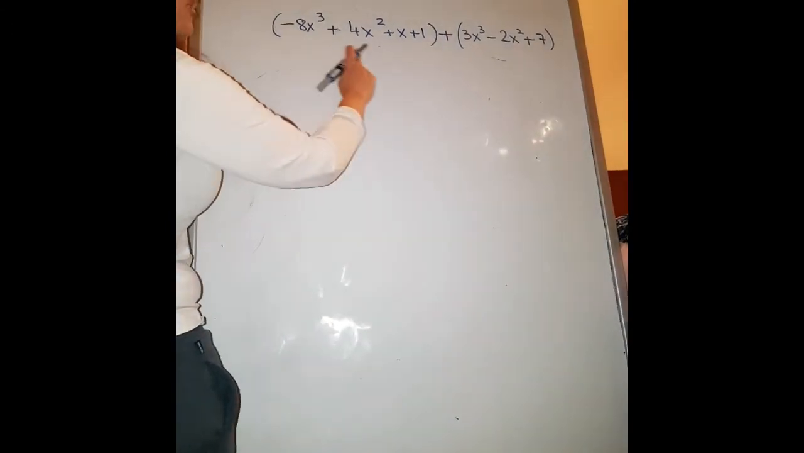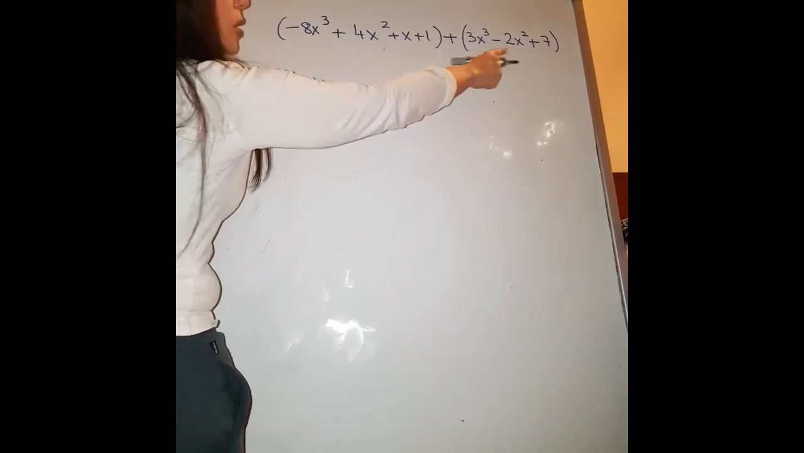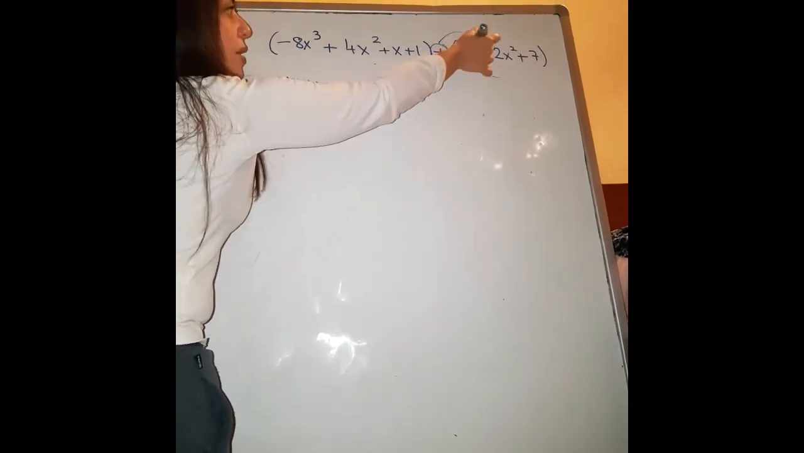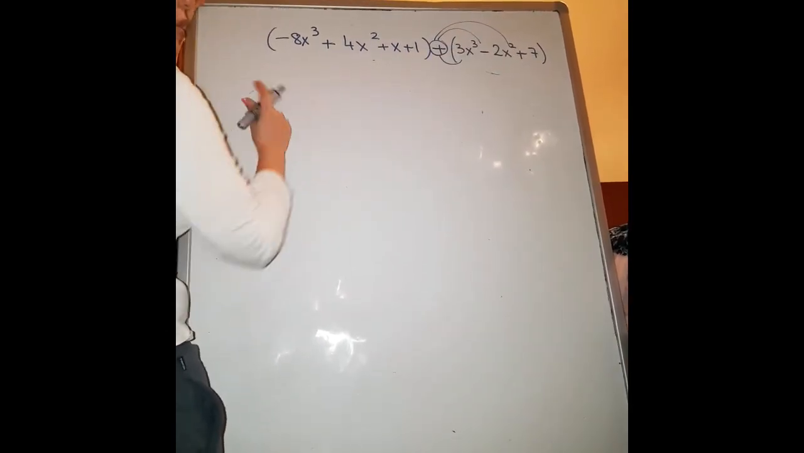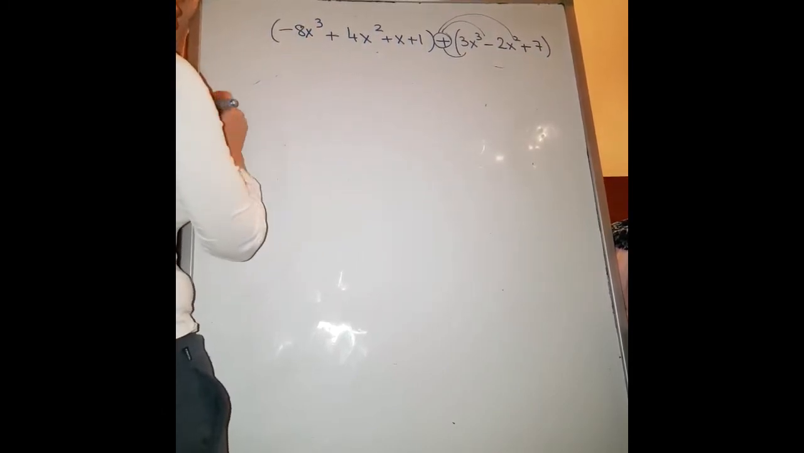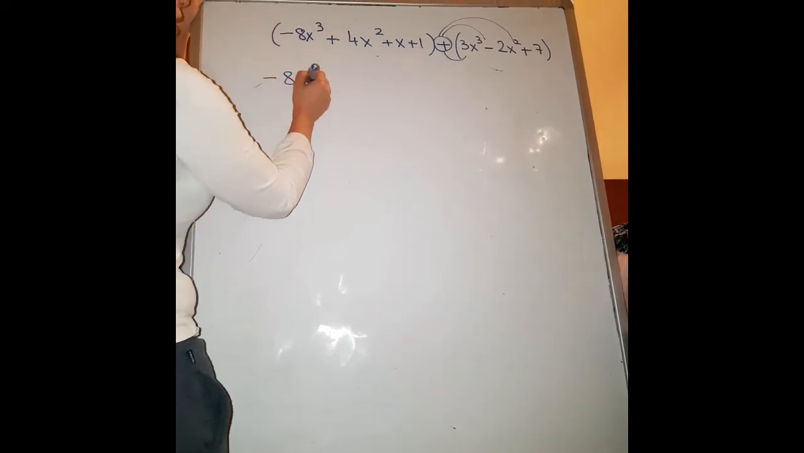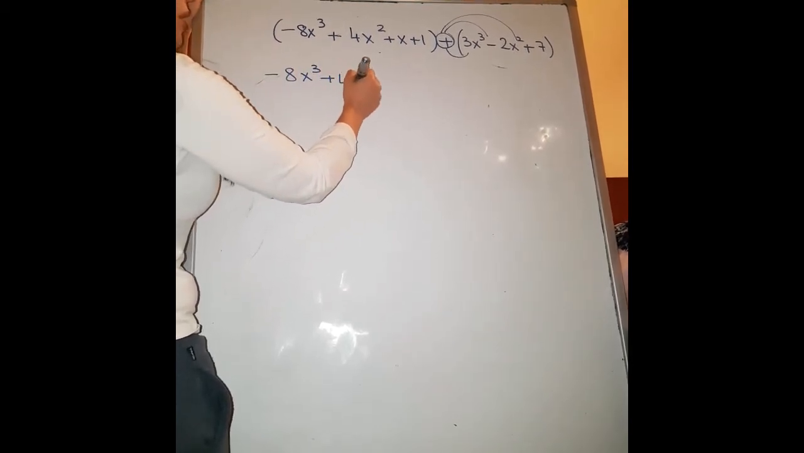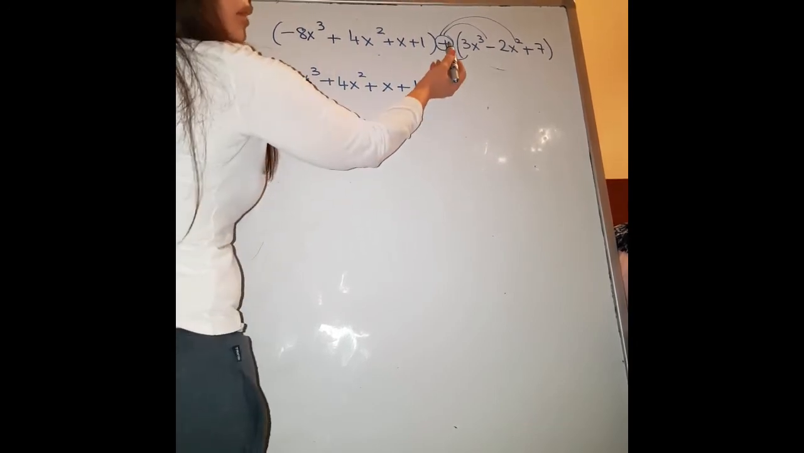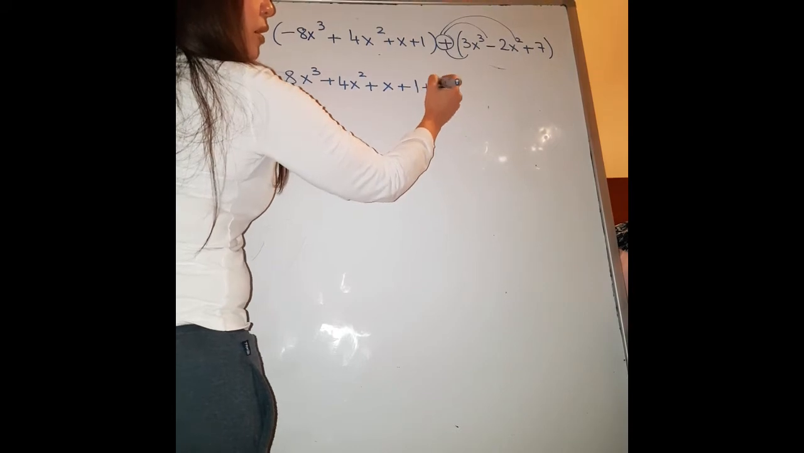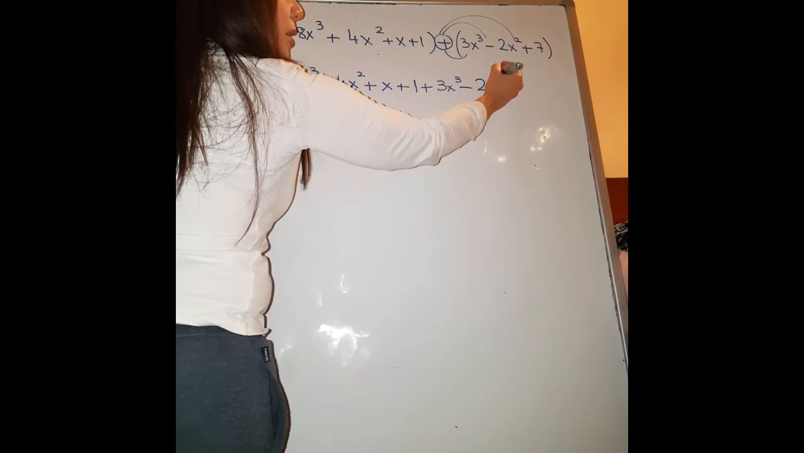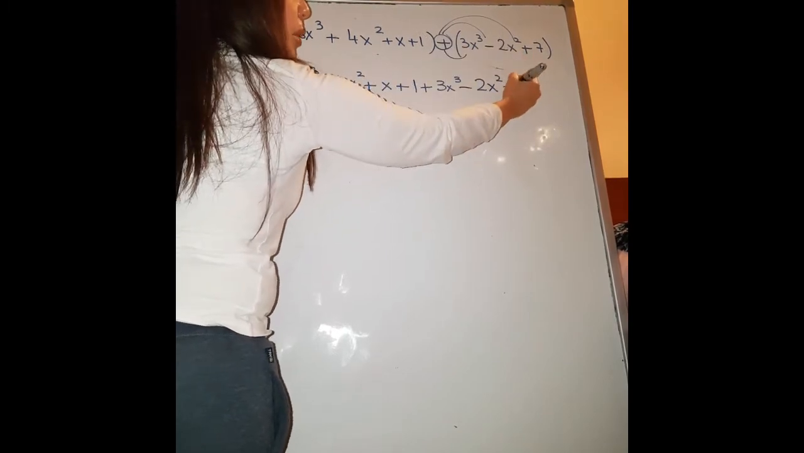Okay, this is our first example. They're going to give you two parentheses with a sign in the middle. What do I do to it? I distribute my sign into my parentheses and then I rewrite it all as one whole expression. I bring down my first parenthesis, minus 8x to the third plus 4x to the second plus x plus 1. I move on. I have a plus sign, so it's plus 3x to the third, plus and a minus give me a minus 2x to the second, a plus and a plus give me a plus 7.